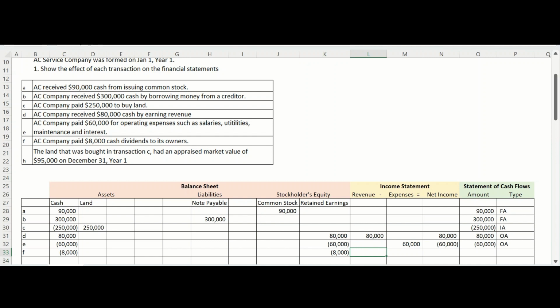Moving to the income statement. Dividends is not a revenue or expense item, so no effect on the income statement. And in the statement of cash flows, there is a negative $8,000, or an outflow of $8,000 going out of cash. And dividends, as you should have read and learned in chapter 1, fall under the financing activity section of the statement of cash flows.